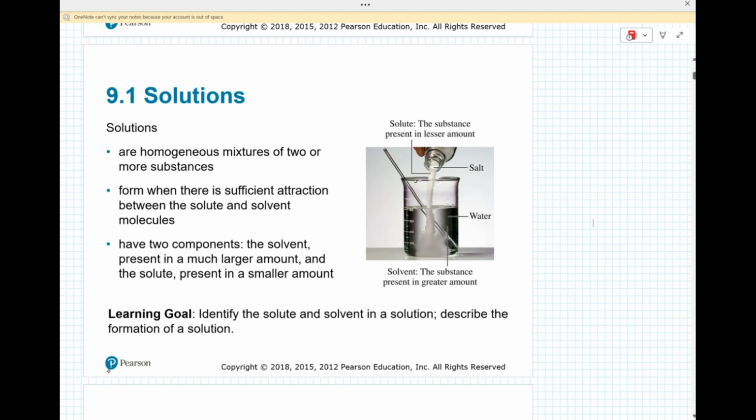So, a few things about the solutions. They are homogeneous mixtures.